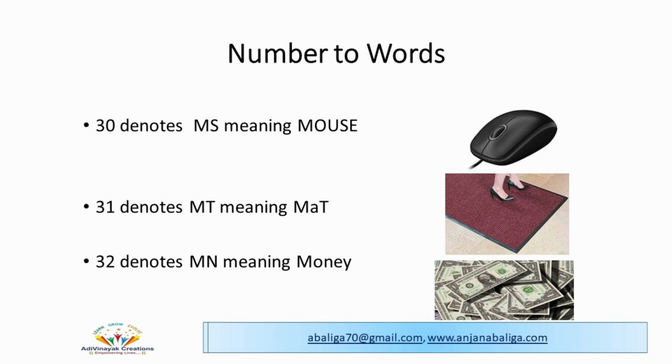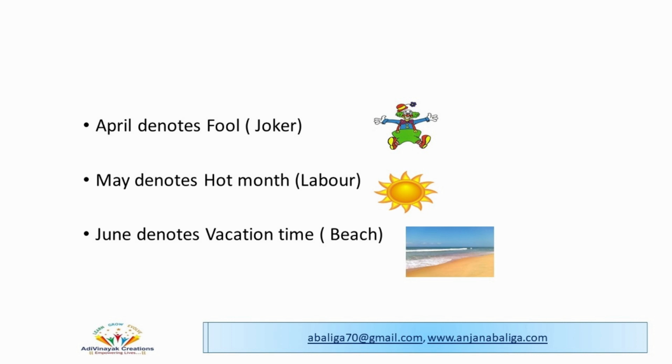Now let's link the date and the month together to form this vivid picture. If you see, April denotes fool or the joker, May denotes the labor, and June denotes the beach. So we have the code for the month of April as the Fool's Day. So you have to make the picture with the joker in this. So your mental screen, the image will be of the joker and the month and a mouse, and see what the picture tells us.